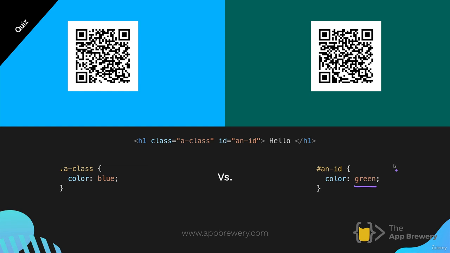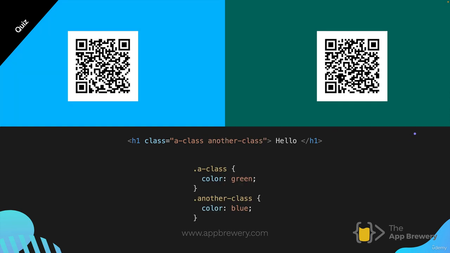Did you get that right? If not, don't worry, we've got more questions coming up. This is our next quiz question. Again, we've got an H1 element, but notice this time it's got two classes applied, a class and another class. You can apply multiple classes to the same element as long as you add a space in between them.